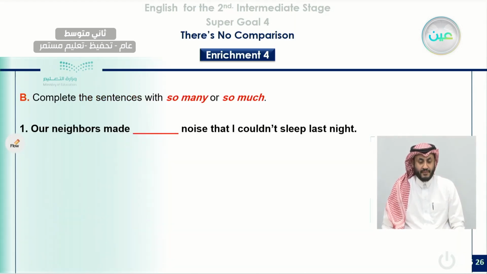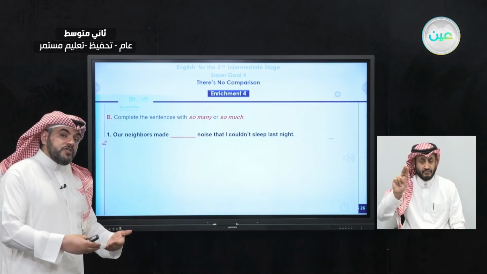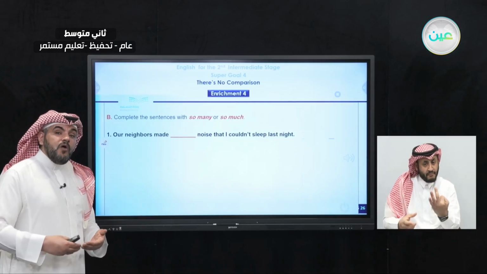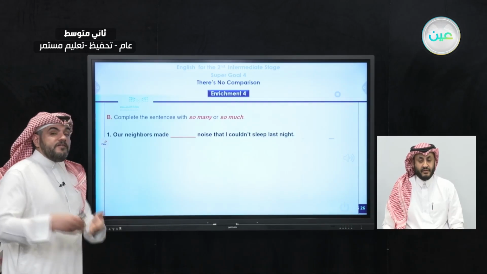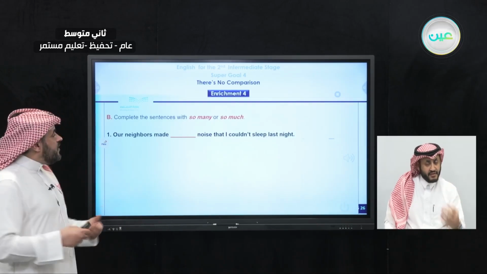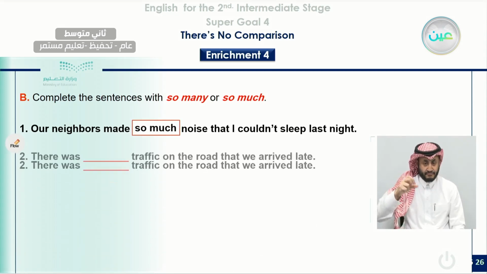Okay. Also, in this unit, we studied how to use so many, and so much. When we want to intensify or to tell how much or how big extent the adjective has, we can say so many for the countable nouns, and we can say so much for the uncountable noun. So can we use here in this sentence so many or so much? It is very easy. Look at the noun here, noise. Can we count noise? No, we cannot. So we can say so much noise.